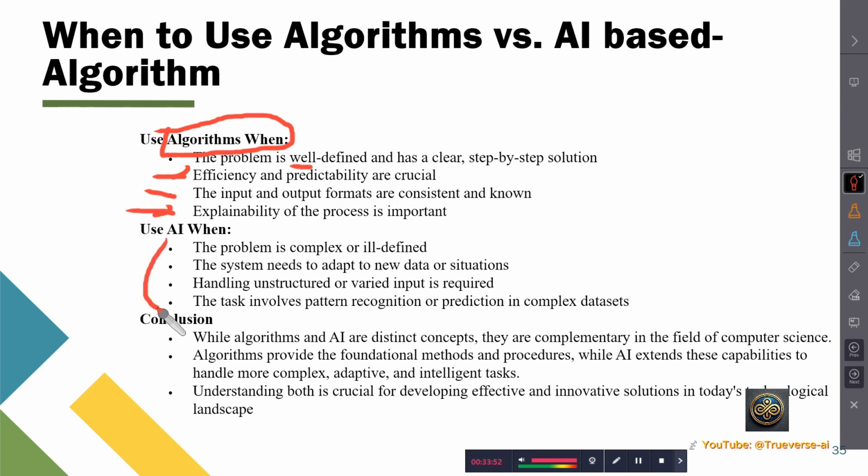If the problem is a complex system that needs to adapt, handling unstructured data and some complex tasks, AI is good. So AI is really good, and we need to understand both of them and try to use both of them.